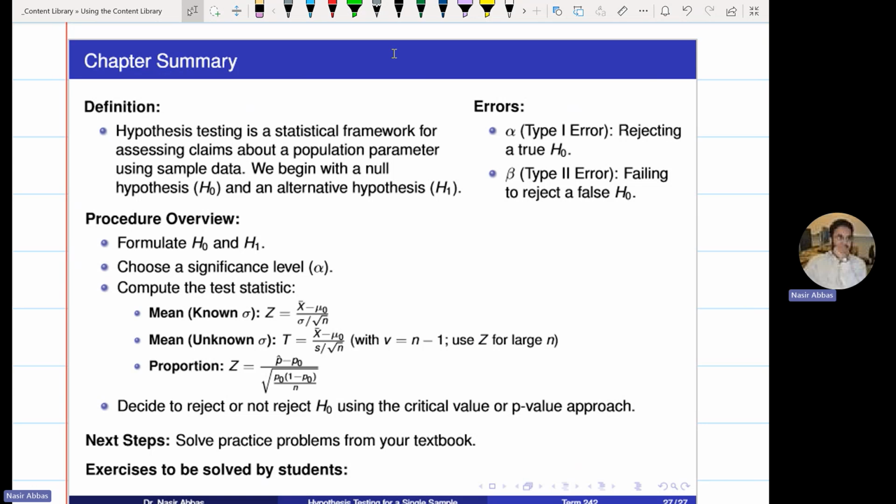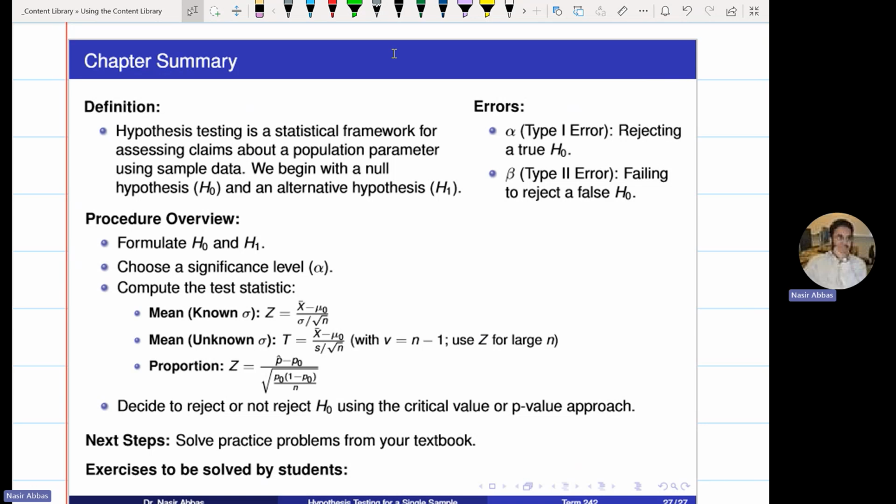What if it is not available? We assume 5%. Then we compute the test statistic. It depends upon what the parameter is. If you are testing P, the test statistic will be what? Z. If you are testing mu, the test statistic will be either Z or T, depending upon whether sigma is known or unknown.